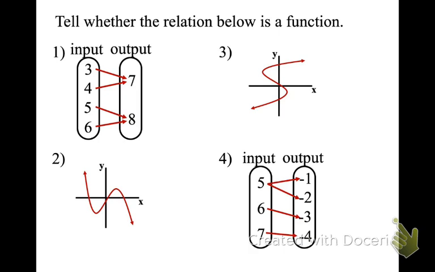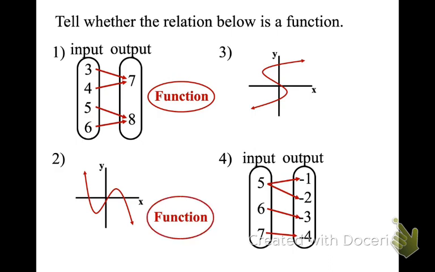Number 1. All right, let's check our work. Number 1. Since it's 3, 7, 4, 7, 5, 8, and 6, 8, this is a function. Number 2 passes the vertical line test because there's no actual vertical line, so it is a function. Number 3, when you take a vertical line, it does not pass as it crosses the same spot at the same time in 3 different places. So this is not a function.